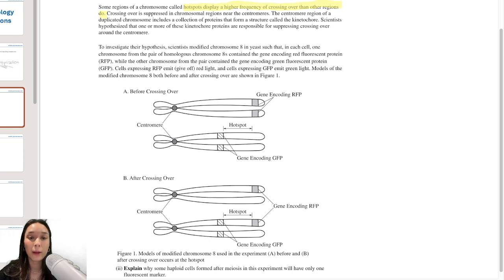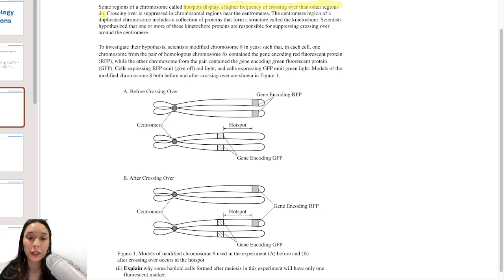To investigate their hypothesis, scientists modified chromosome 8 in yeast such that in one cell, one chromosome from the pair of homologous chromosome 8s contained the gene encoding red fluorescent protein, also known as RFP, while the other chromosome in the pair contained the gene encoding green fluorescent protein, or GFP. The cells expressing RFP give off red light, and the cells expressing GFP emit green light. The models of the modified chromosome 8s before and after crossing over are shown in Figure 1.